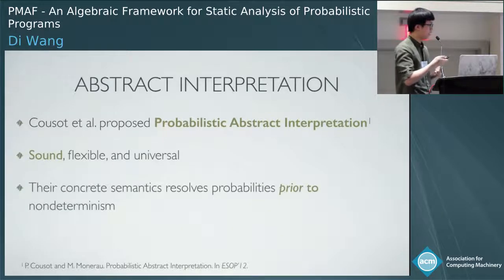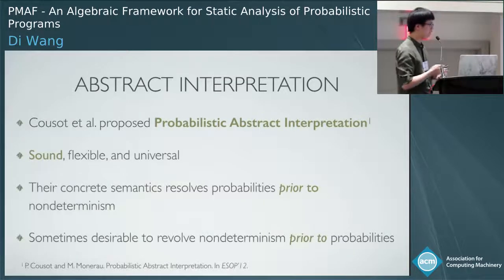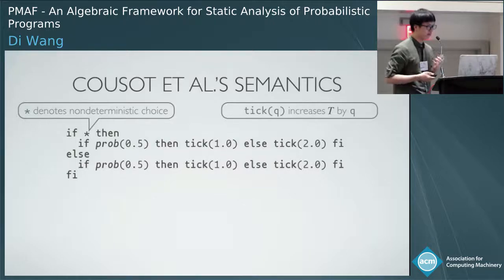But the concrete semantics in that framework resolves probabilities prior to non-determinism. To illustrate that, I will show an example in a following slide. But the point I want to make here is that sometimes it's also desirable to resolve non-determinism prior to probabilities. Here, I use a star to denote a non-deterministic choice, and this kind of non-determinism can come from different sources, such as when you are doing an abstraction over a program, and also from the external environment.